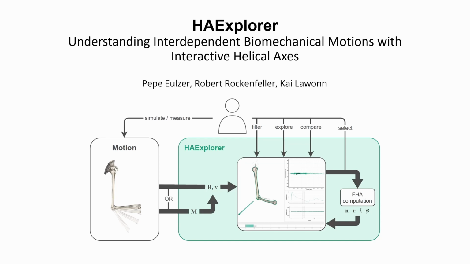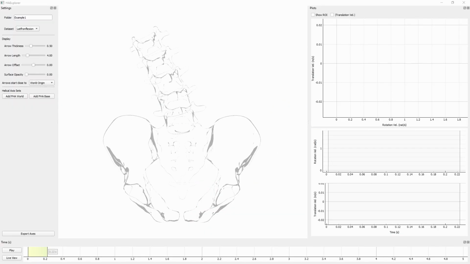In this video, I will give you a short introduction to the HAExplorer, which is a system we developed for the analysis of biomechanical motion data. It takes as input a sequence of marker positions or rigid transformations that describe the motion of different objects in a scene and then allows you to compute, filter, and compare the helical axis of motion of these objects. So the HAExplorer lets you explore motion using the helical axis method.